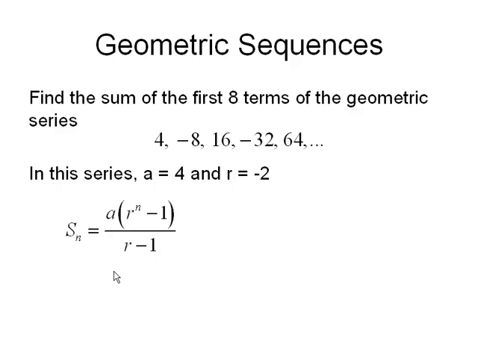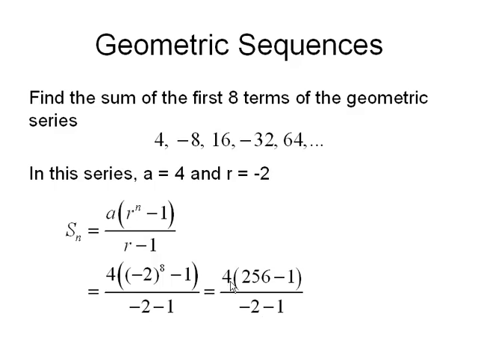So here's my S sub n formula. Now I'm going to put in the a and r values, and n equals 8. So I get 4 times the quantity negative 2 to the 8th power, subtract 1, and in the denominator, negative 2 subtract 1. Working out the top, I see that negative 2 to the 8th gives me 256. Further simplifying the top shows me that that's 1020. The bottom is negative 3, and when I divide that out, I get negative 340. So the sum of all of these 8 terms is going to be negative 340.